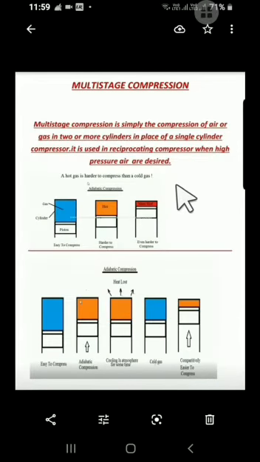Hello students, today we are going to learn about the multi-stage compression process. What is the multi-stage compression process? Multi-stage compression means that compression of air and gas occurs in a number of cylinders in place of a single cylinder. The cylinders may be 2 or 3 or more. It is used in reciprocating compressors when high pressure air is desired.